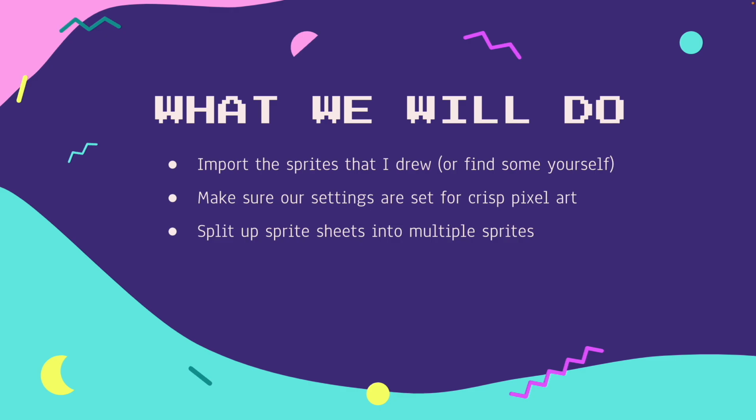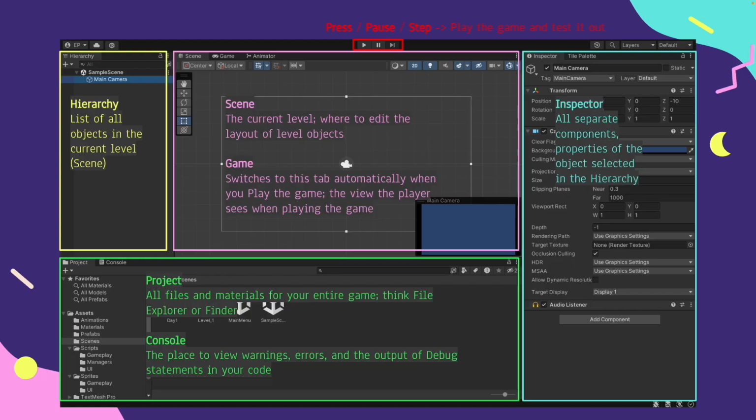So today, at least for this section, we'll be importing the sprites that I drew. Or, of course, you can spend some time to find some yourself if you want. We're going to make sure, if you're using pixel art, that we use the correct settings for that, and also, when we have multiple sprites per image, how to split that up and set that up so that we can use it, for example, for animations.